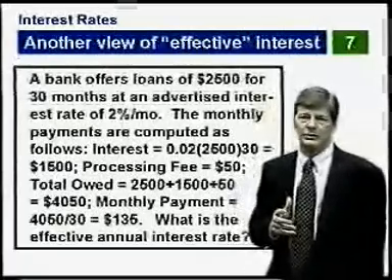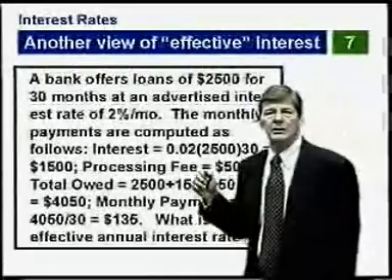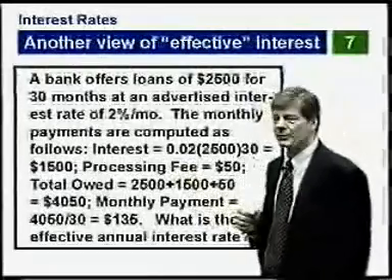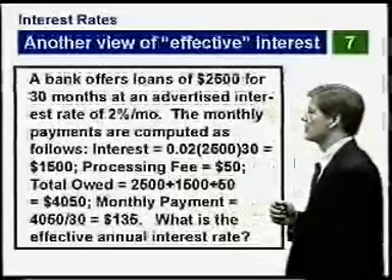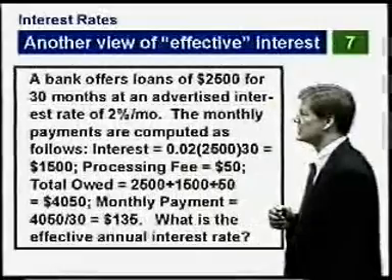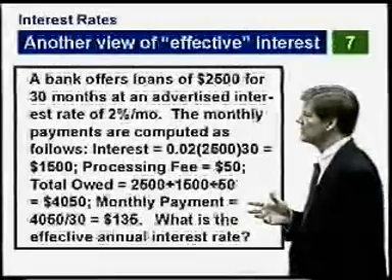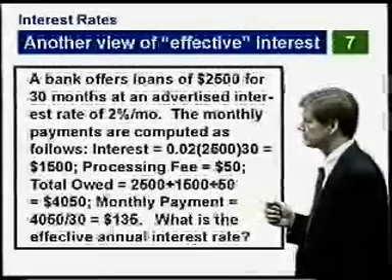Let's take another view of the word effective interest. Let's assume we have the following scenario. A bank offers loans of $2,500 for 30 months at an advertised interest rate of 2% per month. The monthly payments are computed as follows.